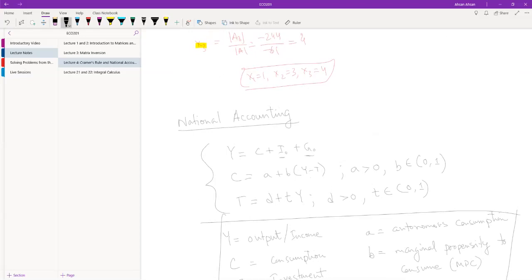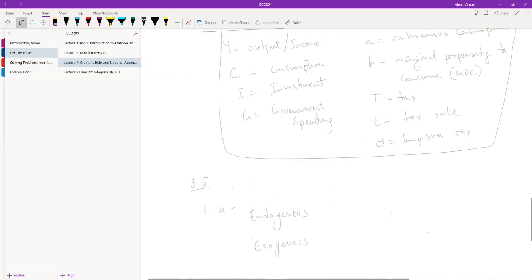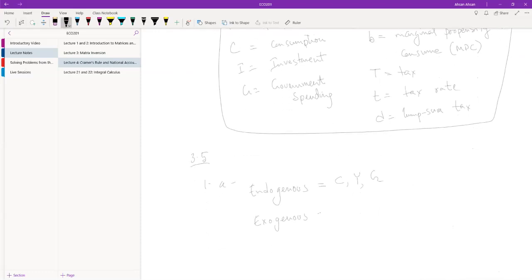I and g are values that are not calculated, they are given to us. We do not have to calculate their values. They will be given to us. So that's why they're known as exogenous. So for endogenous variables, we have consumption, we have output or income, and we have tax. And for exogenous variables, the values that are given to us, we have investment and G, government expenditure.